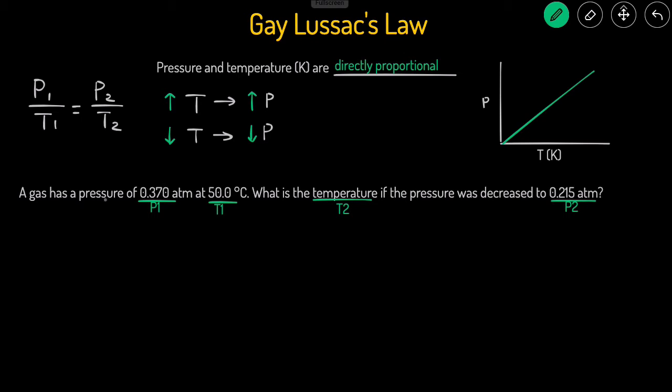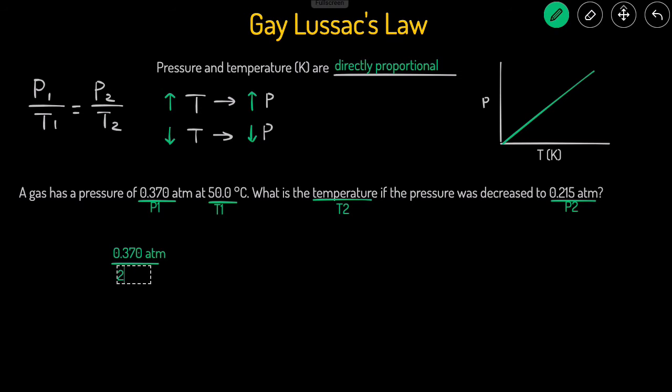Just off the bat, our pressure is decreased, so that means we would expect our temperature to be decreased. Our final temperature should be less than 50 degrees Celsius. So let's set it up. P1 is 0.37 atm. T1 is 50 degrees Celsius. Then we have to add 273 to get down to degrees Kelvin.